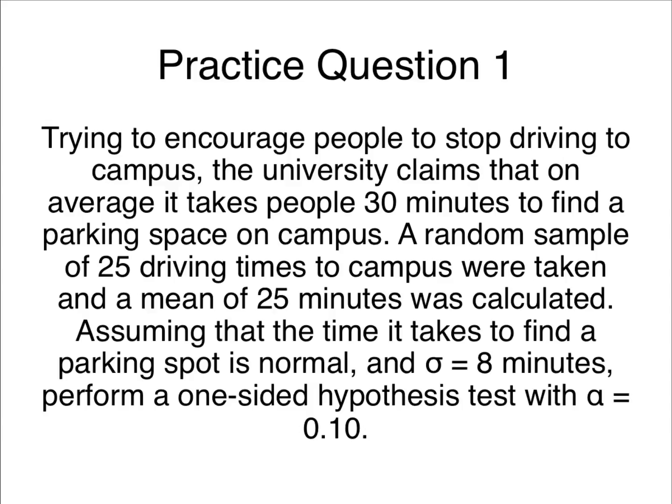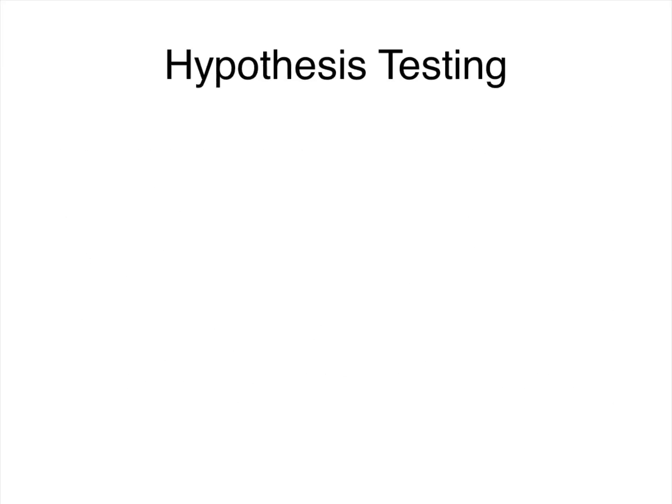Trying to encourage people to stop driving to campus, the university claims that on average it takes people 30 minutes to find a parking space on campus. A random sample of 25 driving times to campus were taken and a mean of 25 minutes was calculated. Assuming that the time it takes to find a parking spot is normal and that the standard deviation equals 8 minutes, perform a one-sided hypothesis test with an alpha of 0.10.